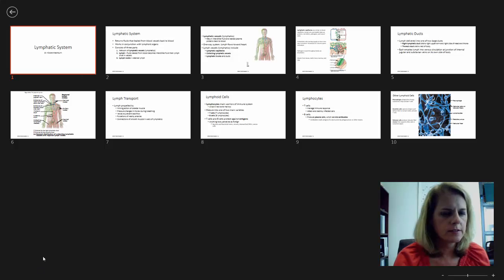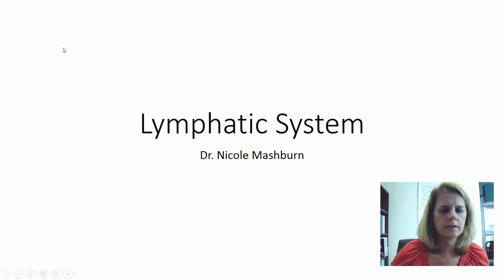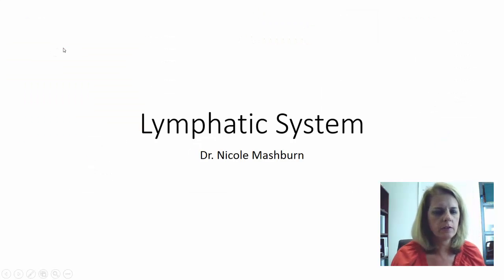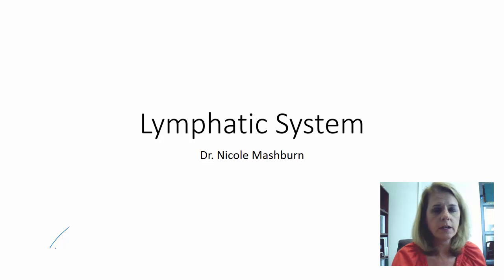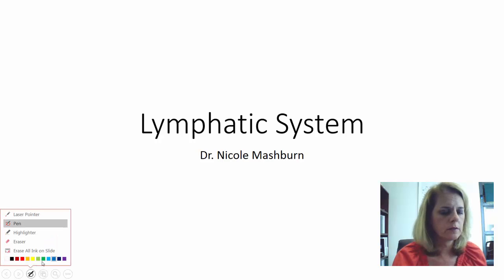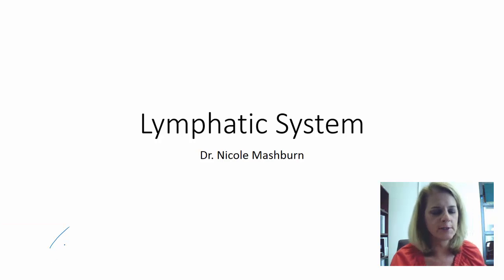The lymphatic system is a system that kind of parallels the circulatory system, the arteries and the veins, and its job is to return lymph to the blood system, to the heart and to the blood, and then back to circulation.